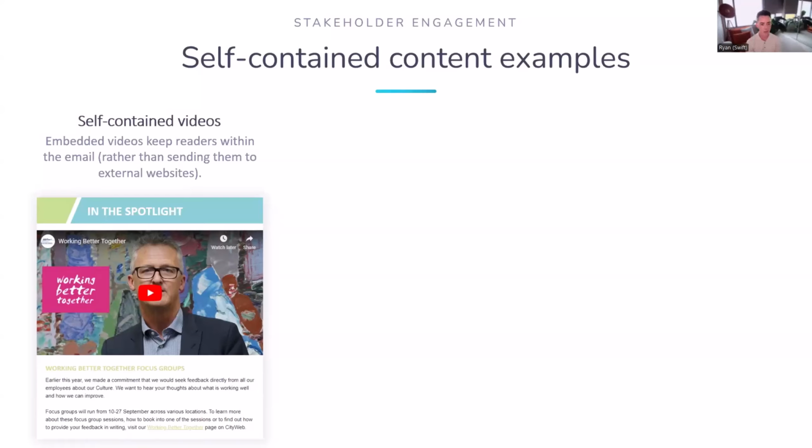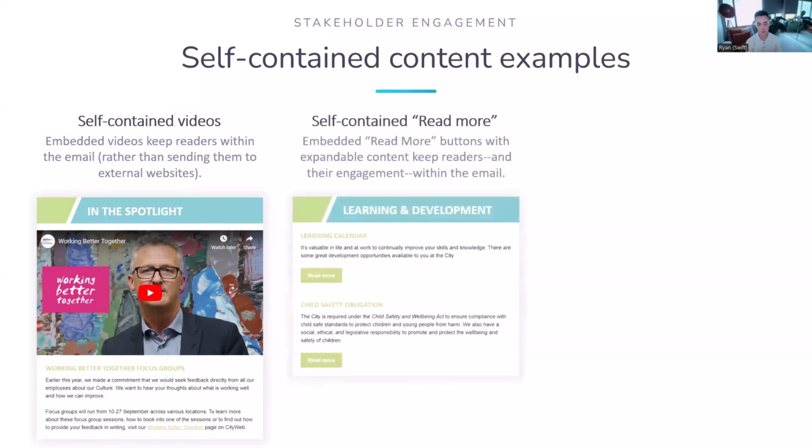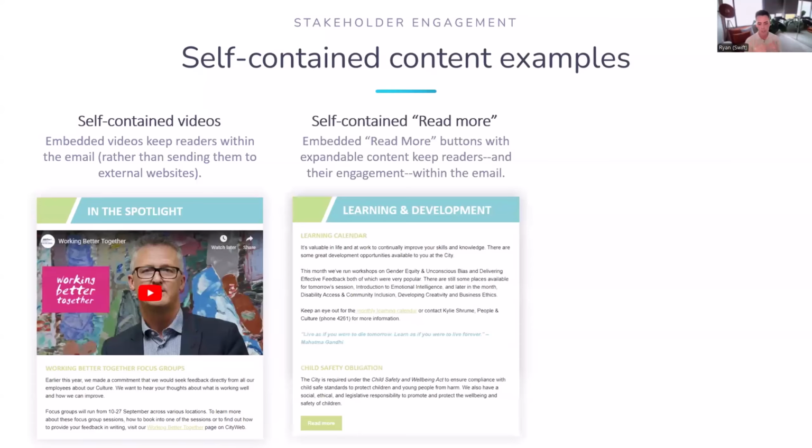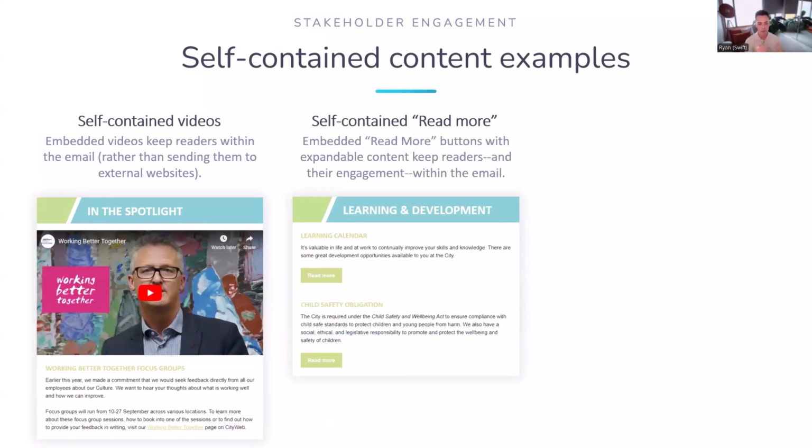So self-contained videos, you could add self-contained read more buttons. Again, rather than sending them off to a landing page or an external website, which you could do if you wanted to. Sometimes your goal is to get people to your website. But if the goal is just to show them information and have them engage with the other content in the newsletter, then you can use our dynamic expand, collapse, read more buttons. So the way that works is when you click read more, it just expands to show the rest of the content in screen. And if you click read more on the next article, it will collapse the previous article. So it just is an expand collapse functionality.